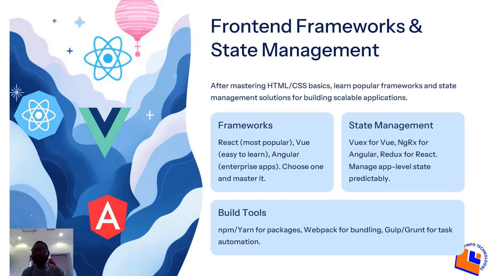Then we have state management. We have Vuex for Vue, NgRx for Angular, and Redux for React, to manage app-level state predictably. Then build tools. You have build tools like npm and Yarn for packages, Webpack for building, and Gulp for automation. So these are the front-end frameworks and state management.